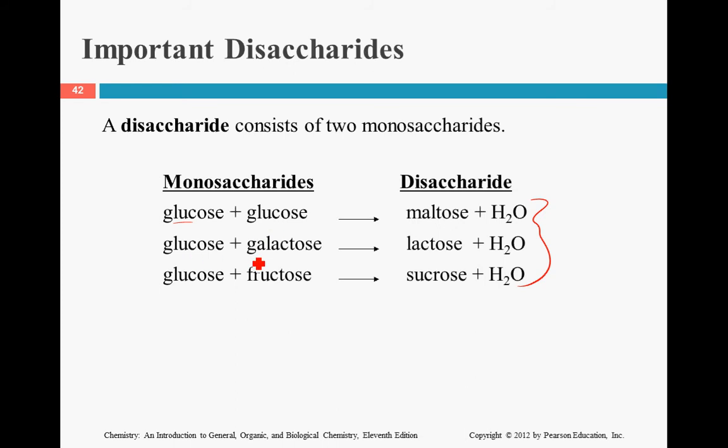Notice that they have different combinations. For instance, glucose and glucose make up maltose, glucose and galactose make up lactose, and glucose and fructose make up sucrose. It would probably be worth your while to memorize these.